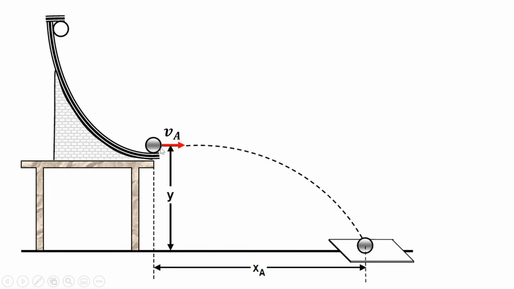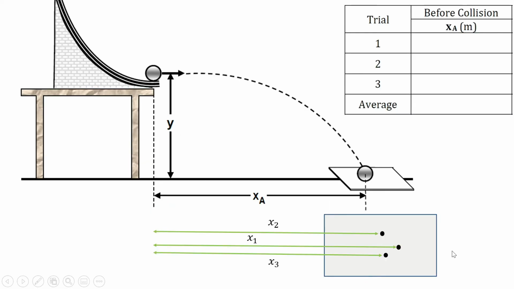So it will have an initial velocity which is VA. And we will measure the height of this and also the range of the ball as it drops onto the carbon paper. We will mark it as XA. So we will get the range of this ball. We will do this for 3 trials, so that will be X1, X2, and X3 for trials 1, 2, and 3.